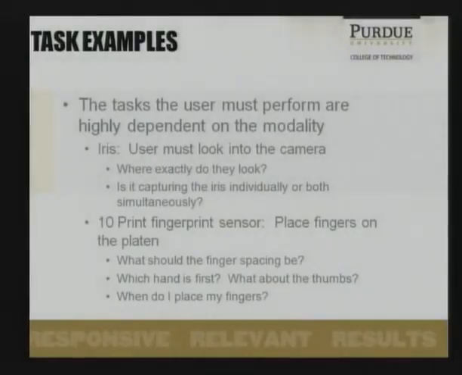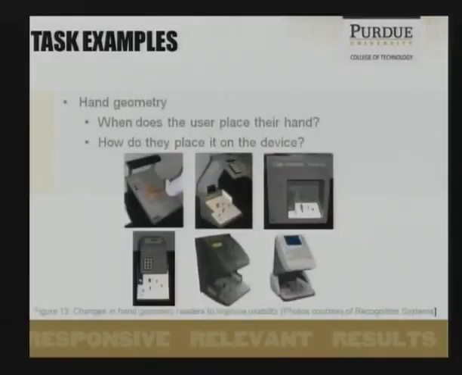Take a fingerprint sensor. How do I space my fingers? How do I deal with that? How do I interact with it? How do I enter the sensor? All of these are issues. This is a hand geometry issue.